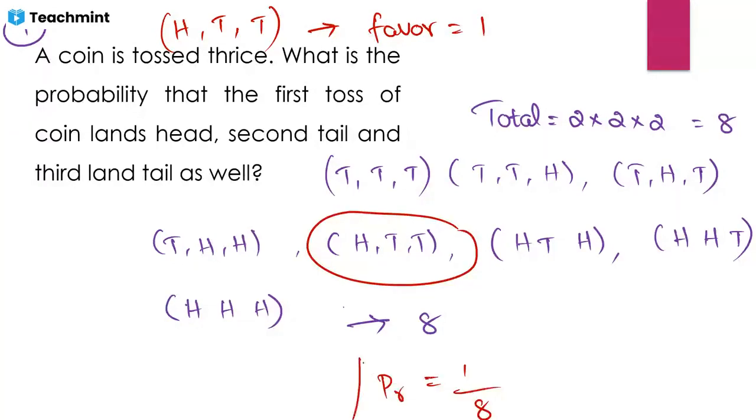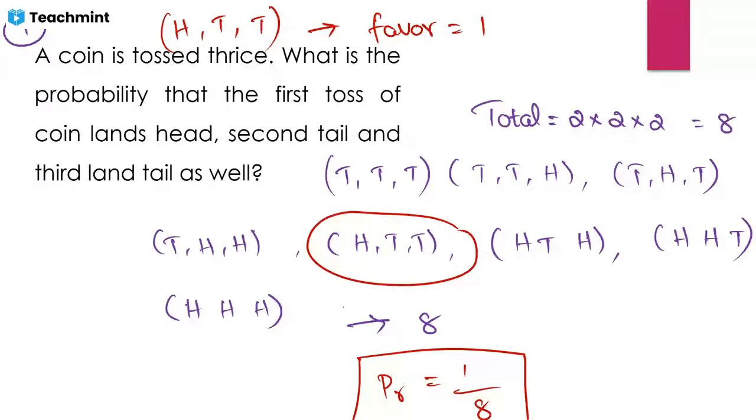1 out of 8. This is one way of doing. The other method is also there for the same question, but let's see 1 out of 8. The total is 8 here, 2 into 2 into 2, 8. The probability is favorable out of total. Favorable: first one head required, second tail required, third one tail required, means head, tail and tail, you got 1 out of 8.